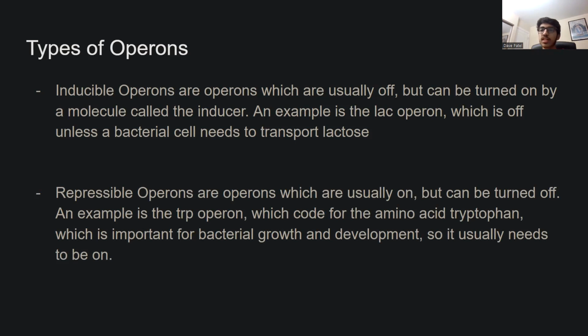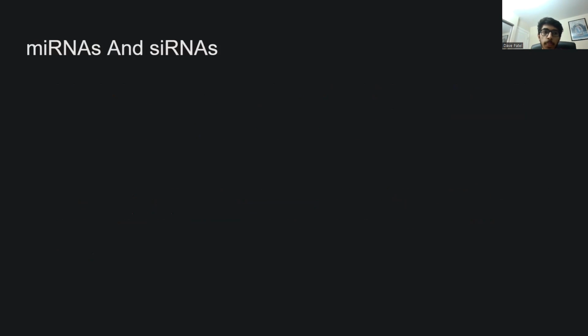So it usually needs to be on most of the time in order for the bacteria to stay living, because tryptophan is a very important amino acid for that particular prokaryotic organism. So it shouldn't be turned off because it's necessary for survival.